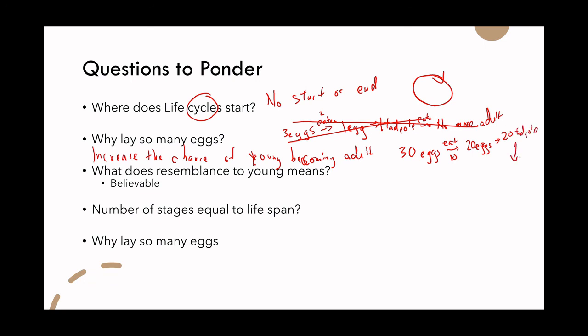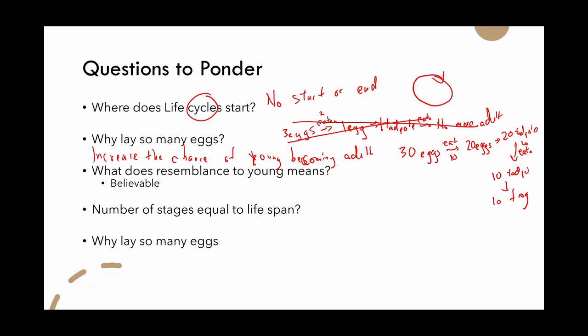Then these 20 tadpoles, let's say they get eaten again. You still have 10 tadpoles to grow into 10 adult frogs. So that's why I say the reason why animals lay so many eggs is to increase the chances of their young becoming adults.